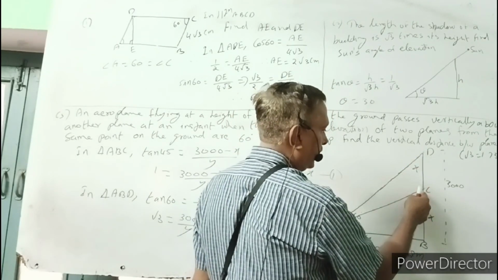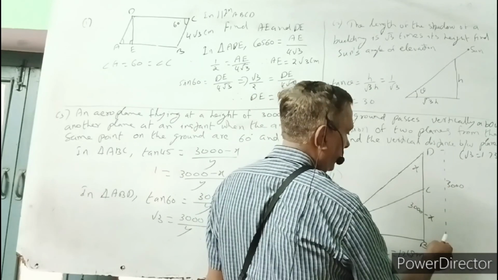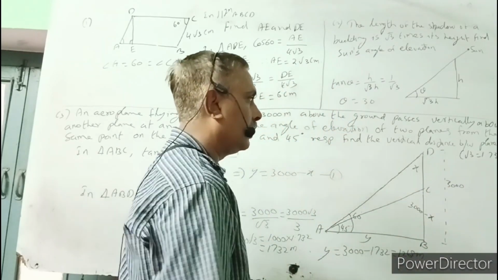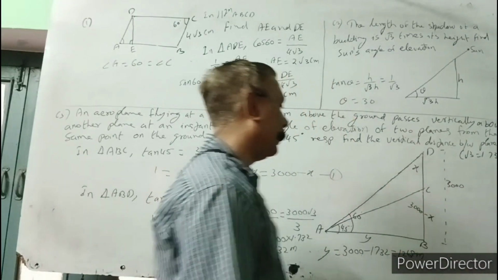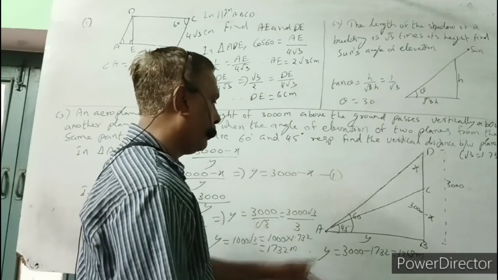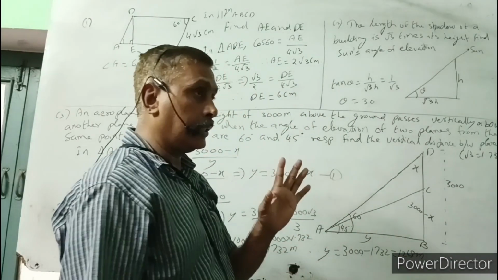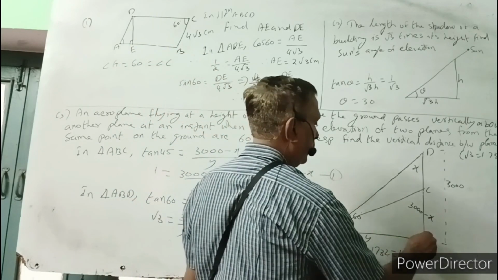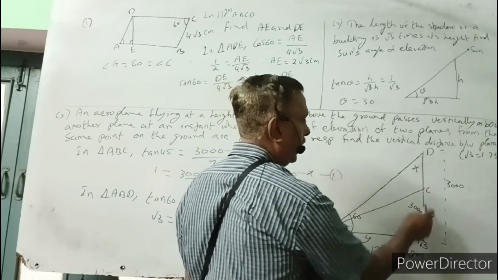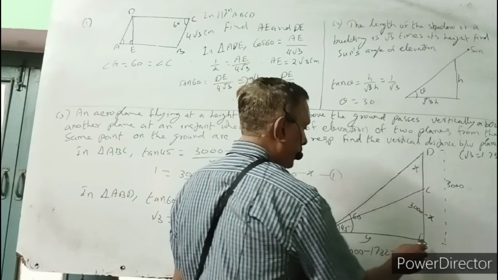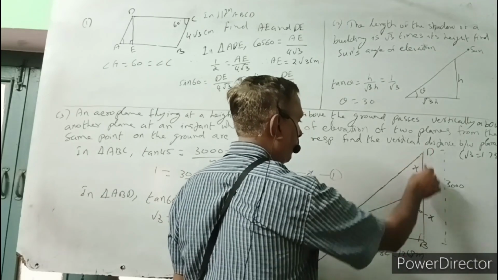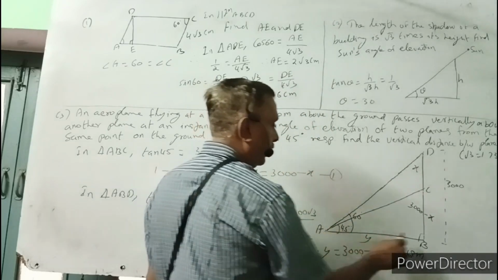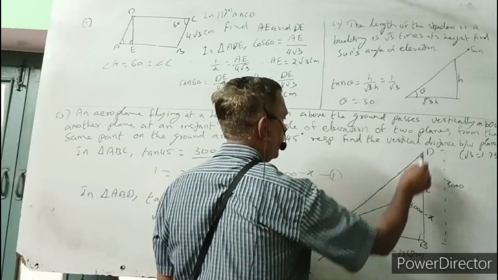Suppose I took this as x, so total height is 3000, so remaining is 3000 minus x. Root 3 is given as 1.732. It's a very important question. So there are three triangles forming, but in trigonometry we can use only two triangles. This is 90 degree, one is triangle ABC and other triangle is ABD. You cannot use ACD because there is no 90 degree there. Either you will use ABC or you will use ABD.